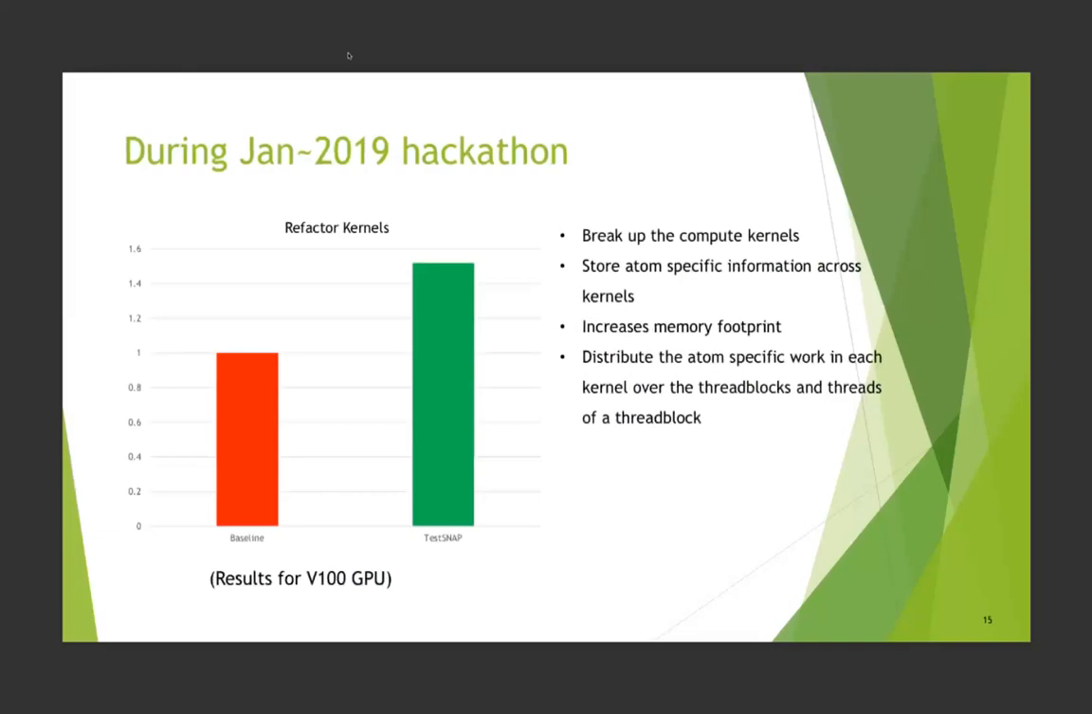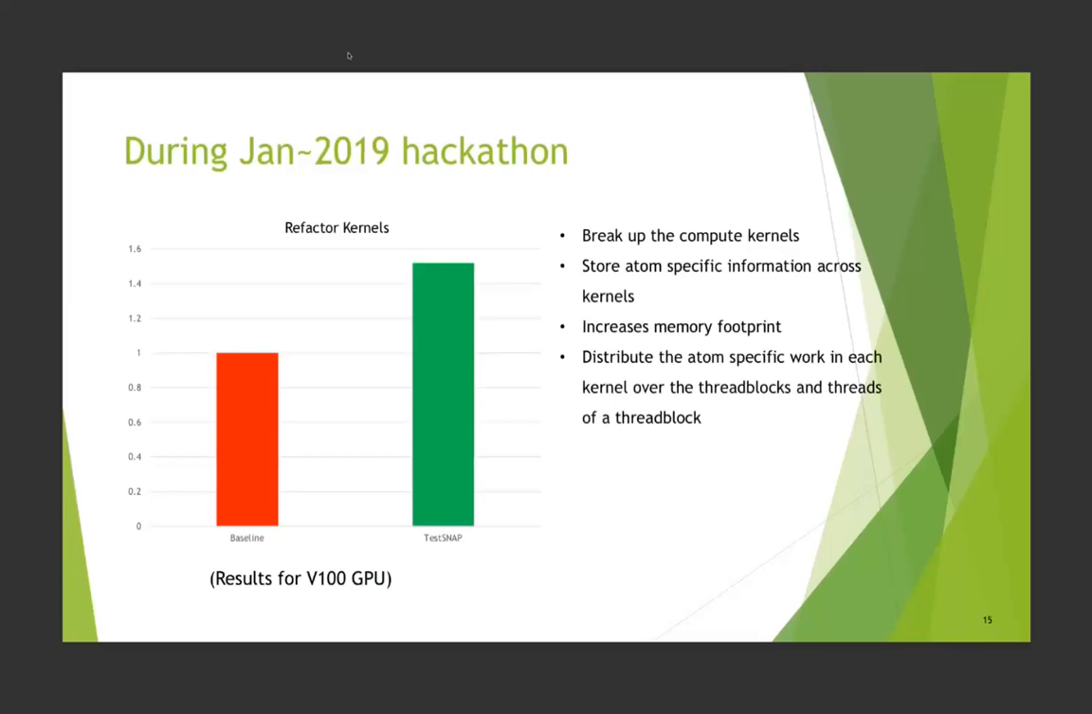So by the end of the first hackathon, by that week, we were able to break the kernels and distribute the work of atoms across the atom dimension, across the thread blocks and threads within a thread block. And this increased our memory footprint, yes, as mentioned earlier. But even though we worked only for one week on this, we were already decently close enough to match the baseline LAMMPS SNAP performance.